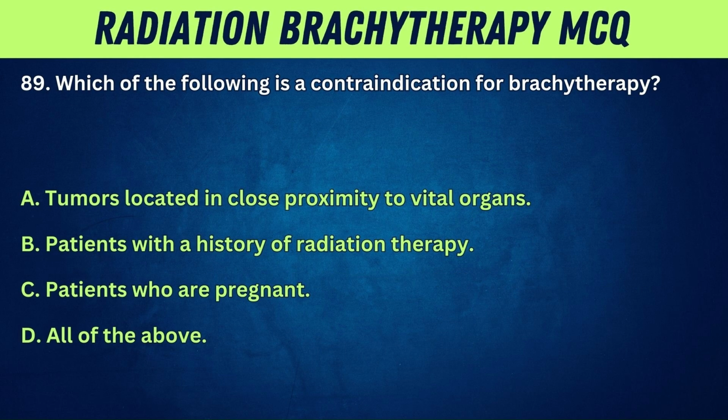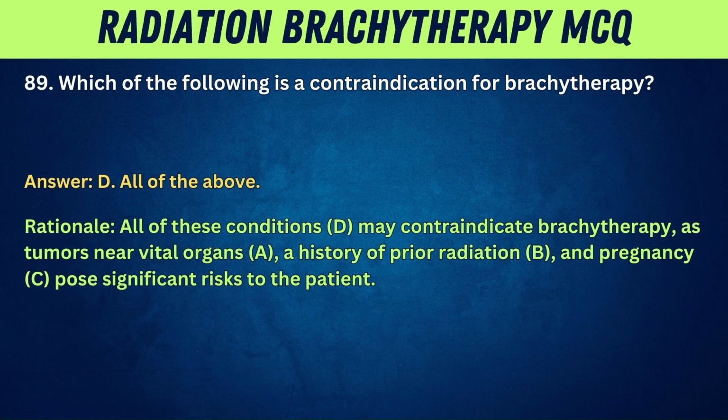89. Which of the following is a contraindication for brachytherapy? A. Tumors located in close proximity to vital organs. B. Patients with a history of radiation therapy. C. Patients who are pregnant. D. All of the above. Answer: D. All of the above.